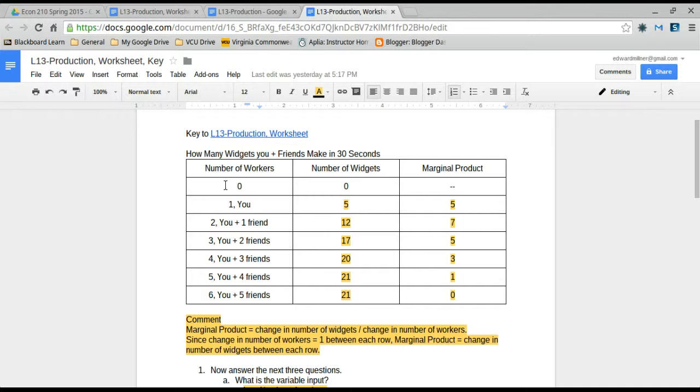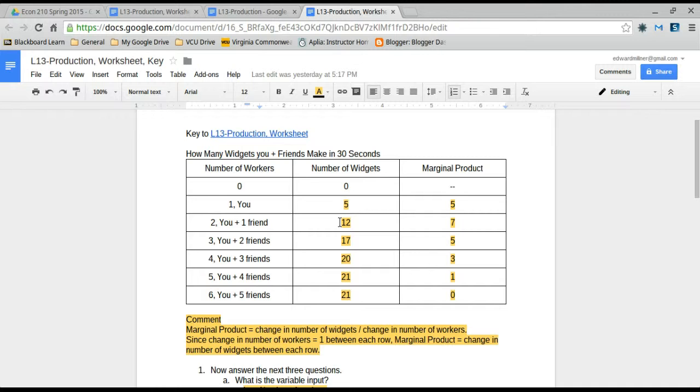Simple example. Compare the row for workers equals 0 to workers equals 1. The number of widgets goes from 0 to 5. Well, the change in widgets is equal to 5. If I divide that by the change in number of workers, which is 1, I'm going to get 5, which again is simply the change in the number of widgets.